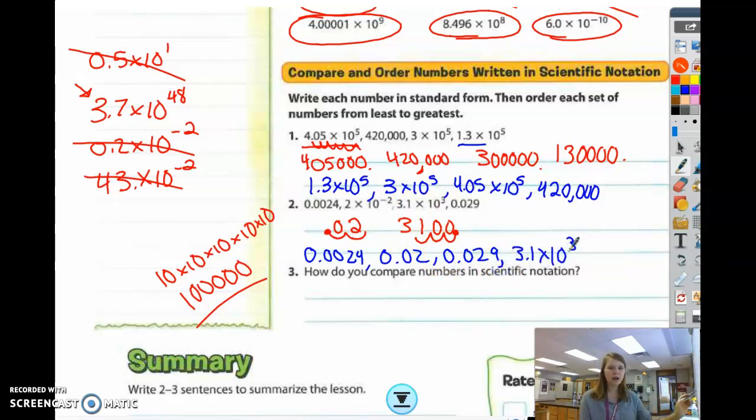How do you compare numbers in scientific notation? I'm going to say look at the exponent. The smallest exponent would go at the small end. The largest exponent, with a positive number, would be the biggest. You can also put them into standard notation and write the numbers out to compare as well. Look at the exponent to help first.